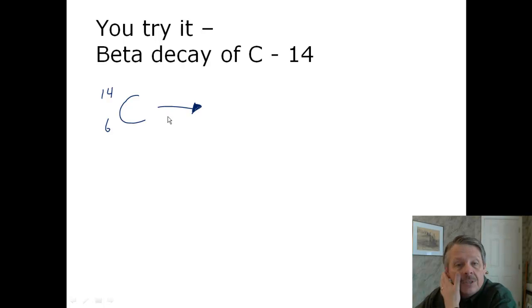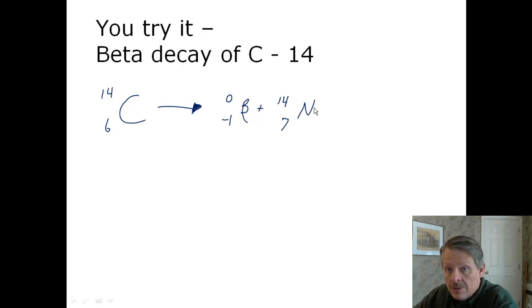So let's see, if we take carbon 14 and we give off a beta particle, well, a beta particle has virtually no mass, and it has a -1 charge, so I have to add a -1 to a 7 to make a 6, and the 14 hasn't changed, so that is nitrogen. So that tells me that carbon 14 is going to decay into a beta particle and nitrogen.